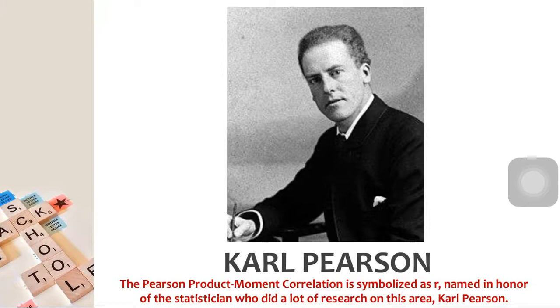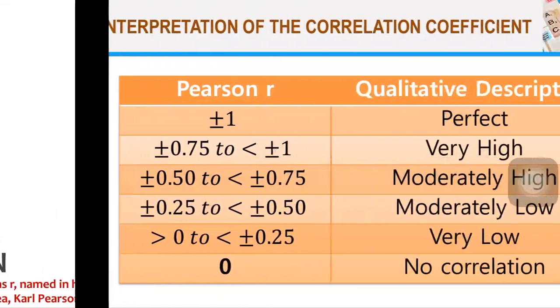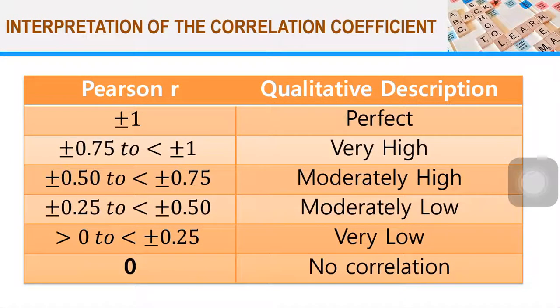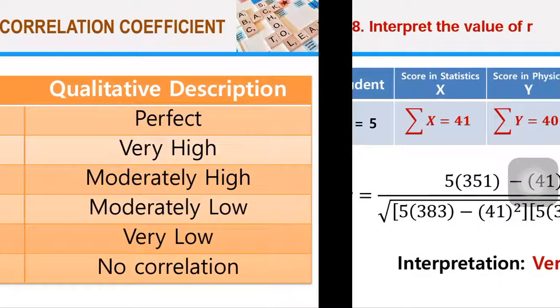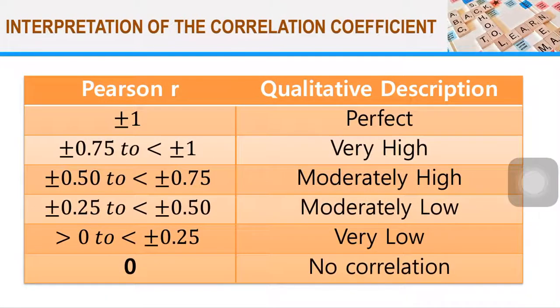That's why we commonly call it the R, or the Pearson R, in honor of a statistician who did a lot of research in this area. We have Carl Pearson. So it's called Pearson R. Now, how do we interpret it? Here's a table developed by Pearson, and we check on our value. For example, our value is 0.90, right? We check on the table.